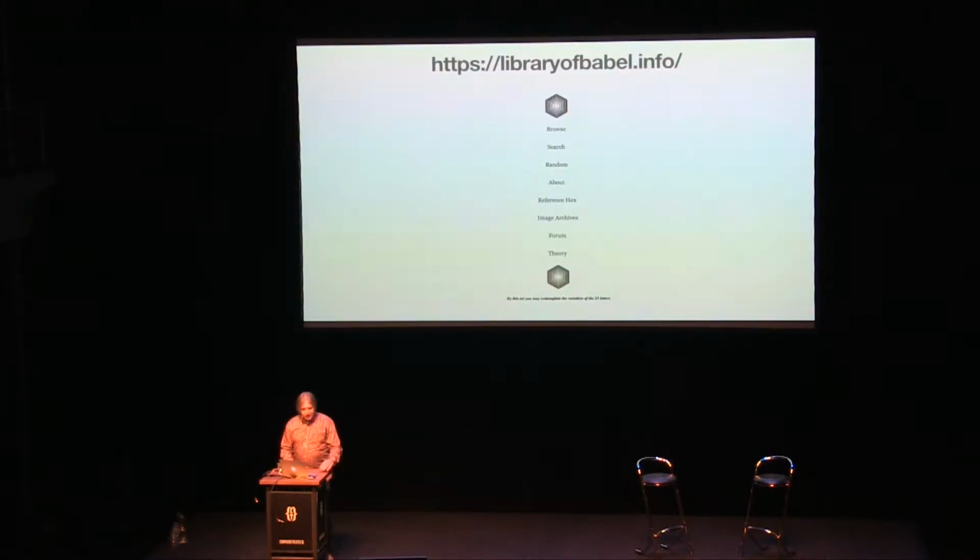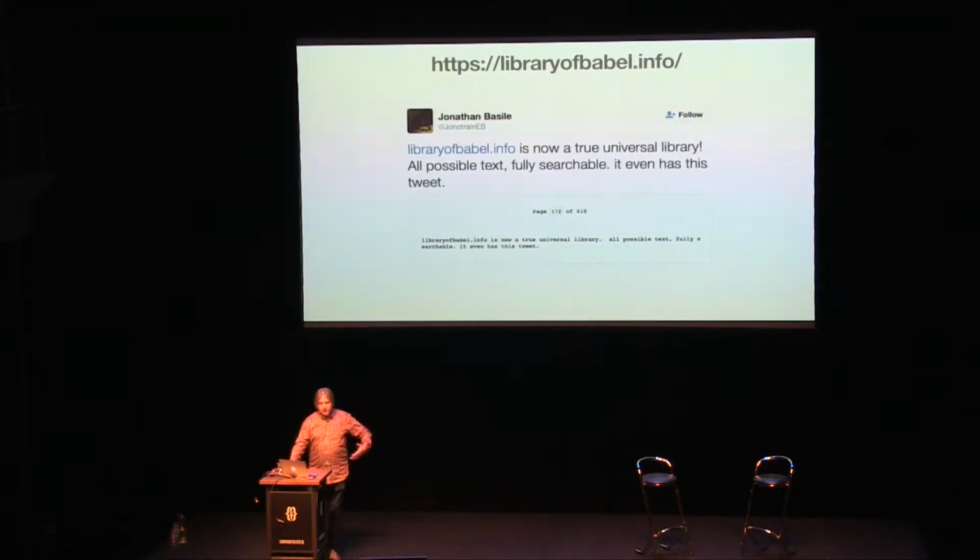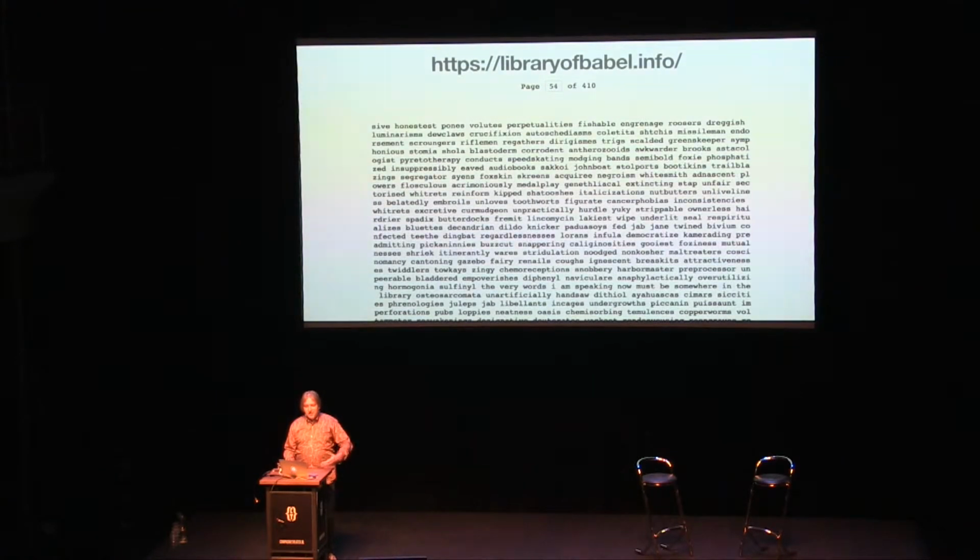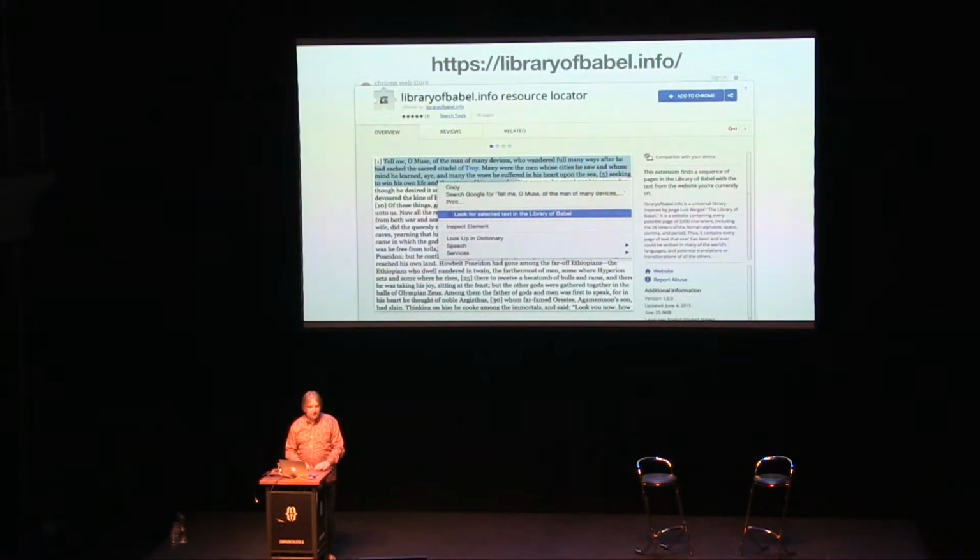Jonathan Basile has created libraryofbabel.info, an online representation of Borges' creation. It contains all possible text. And you can browse by hexagon, then shelf, then row, then book, then page. Or you can search for a specific piece of text because, of course, that text must be in there somewhere. The very words I am speaking now must be somewhere in the library. And there's also a plugin for Chrome, so you can highlight any piece of text on the web and then find its corresponding page in the Library of Babel.